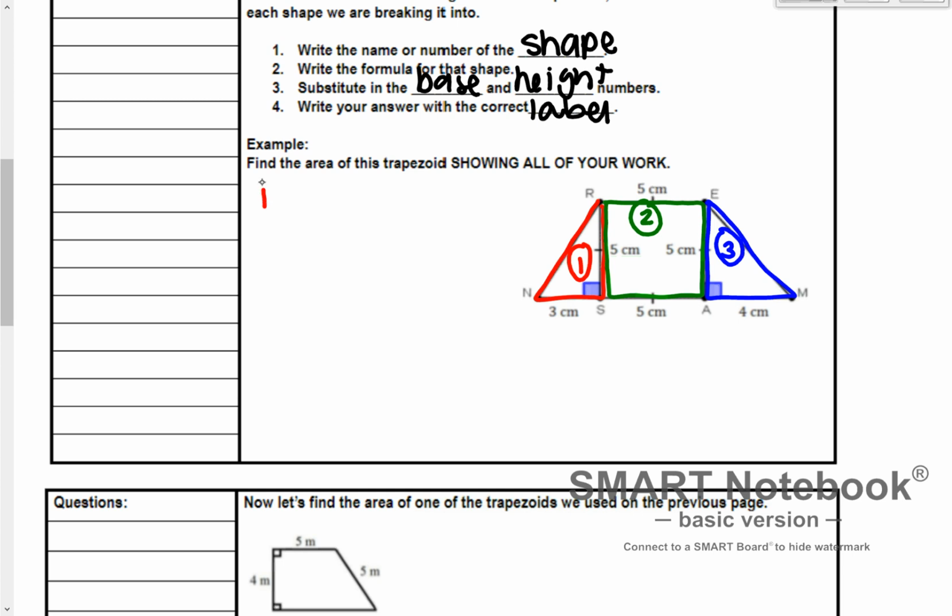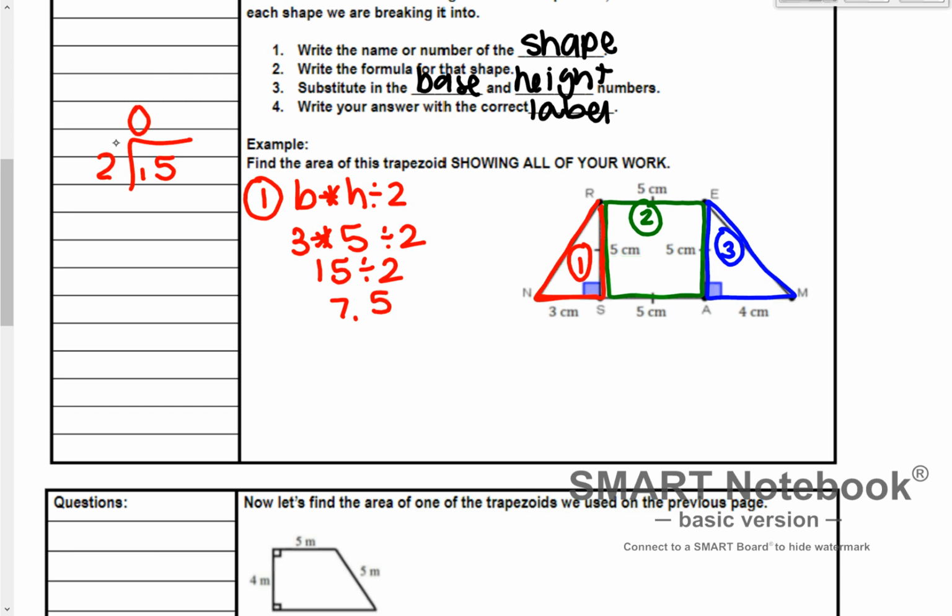So let's start with shape 1. Shape 1 is a triangle. The formula for a triangle is base times height, and then divided by 2, or times 1/2, whichever one you like better. Our base is 3, our height is 5 for that triangle. 3 times 5, so 3 times 5 divided by 2. That would be 15 divided by 2, 7.5. If we weren't sure what 15 divided by 2 is, we'd just put it in a division box. 2 can go into 1 0 times. 2 can go into 15 7 times. That would be 14. We've got 1, add a decimal, add a 0, bring it down. That's how we would get the 7.5.